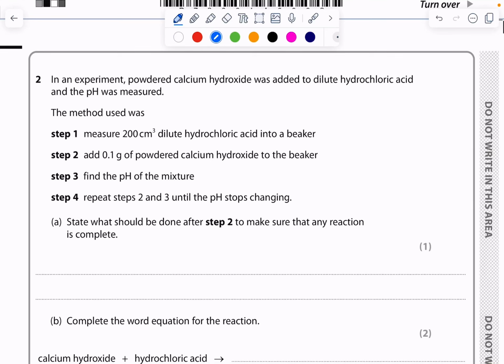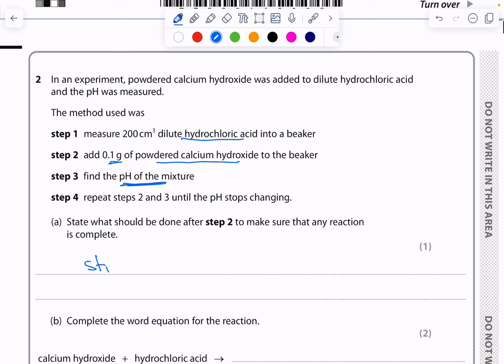So this question is referencing one of the core practicals that we have completed, and it's all about neutralization. If you have a look at the steps, they're adding the hydrochloric acid into a beaker, then they're adding powdered calcium carbonate in small amounts each time. And it asks you, before they take the pH, what should they do in order to check the reaction is complete? So the calcium carbonate, calcium hydroxide, you need to make sure it's reacted.